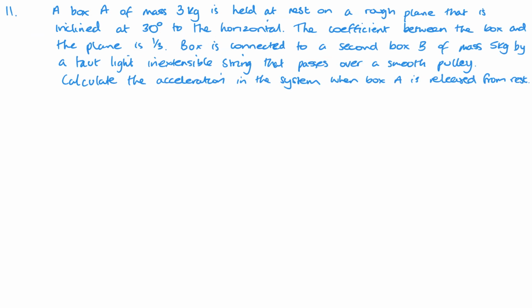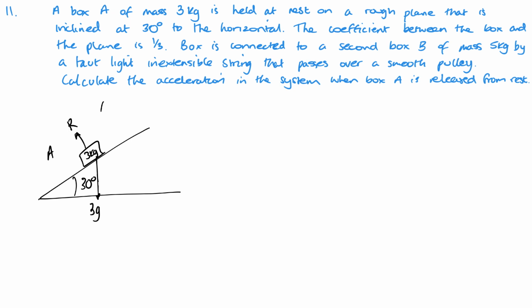Now, like all of these questions, the diagram is what is most important. It really helps you get a sense of the question. So this is inclined at 30 degrees. We've got a box A, which is 3 kilograms. And it's going to have a normal reaction there. And obviously this is a 3g weight acting directly down. And we knew that mu is equal to 1/3.